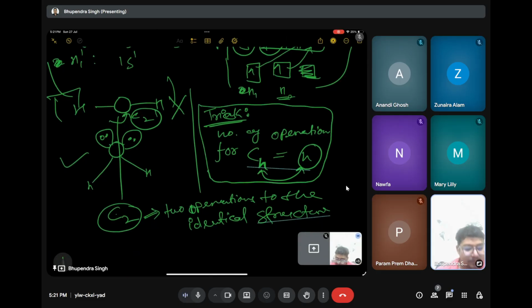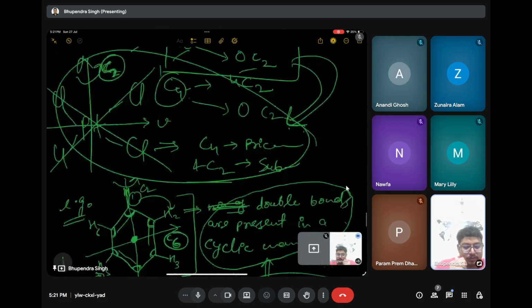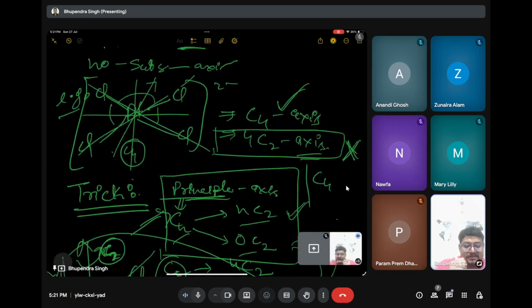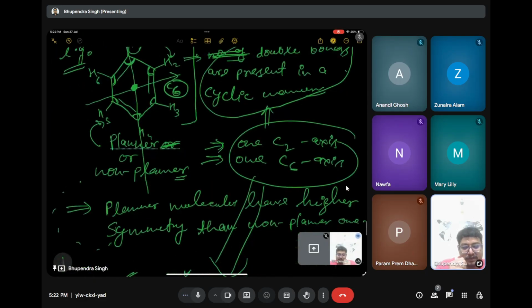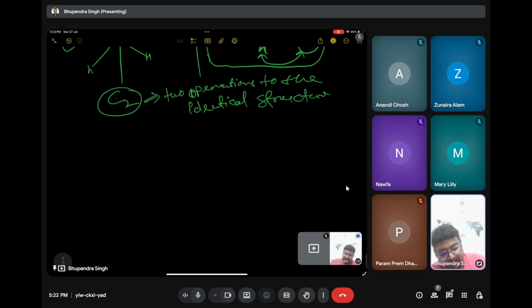So again, if you determine the correct structure of the molecule, then you will determine the correct principal axis. If you determine the correct principal axis of the molecule, meaning the number of operations, you will simply figure it out. And that trick I have already told you, you will also be able to determine the number of subsidiary axes if you determine the principal axis, 4 C2 axes in that PtCl4 case.